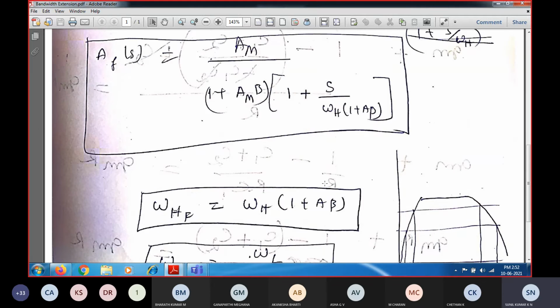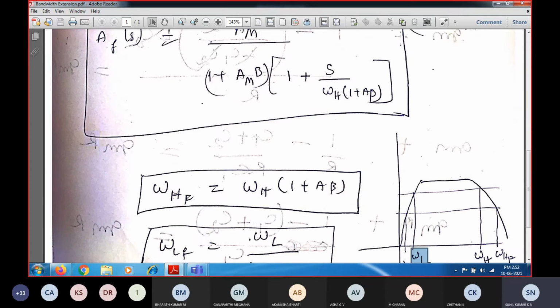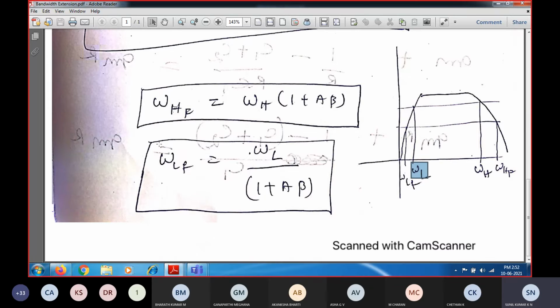The same way we did the transfer function over here, if we find the 3 dB frequency for the lower frequency response with feedback, the new lower frequency is going to be reduced from the low frequency without feedback by a factor of 1 plus A beta. So instead of omega L, the new omega LF will be over here.